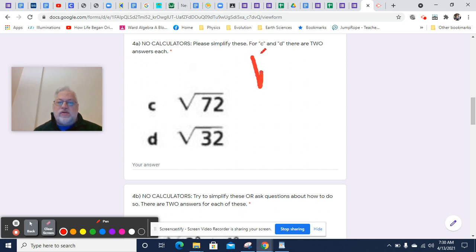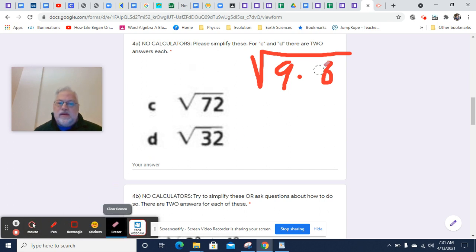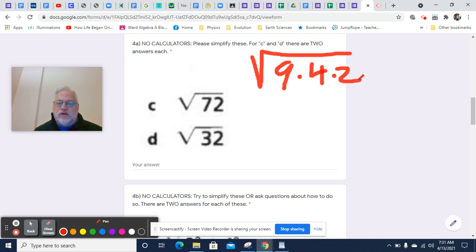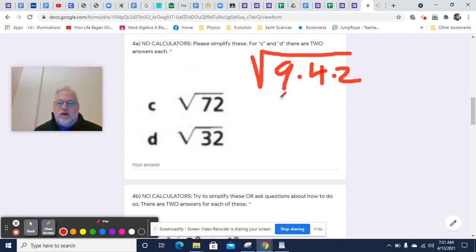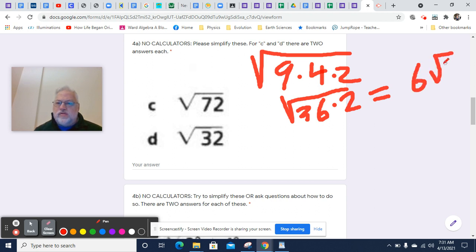So C is the square root of 72, but we can break 72 into 9 times 8. We can further break that 8 into a 4 times 2 if we want. We could have broken it into the square root of 36 times 2, since 9 times 4 is 36. And then you can pull that 36 out of there, and the square root of 36 is 6. Then we're still left with the square root of 2, and this is the exact form. Your decimal rounded version is not an exact form. And of course, it's a plus or minus there.